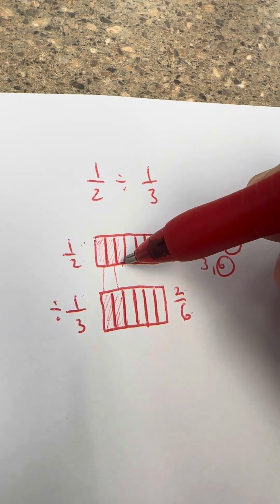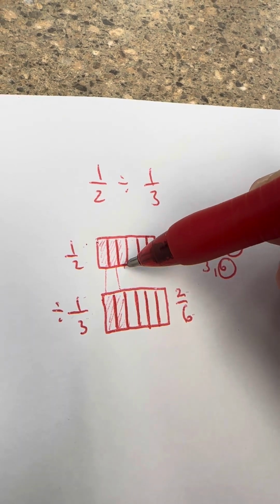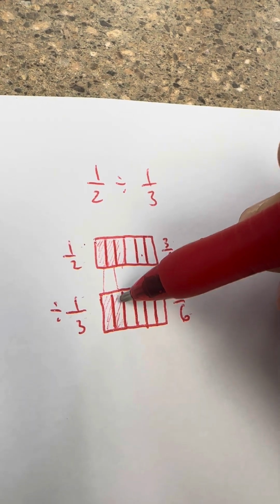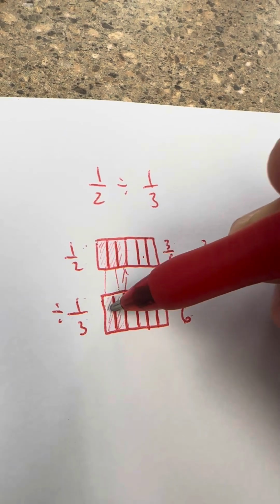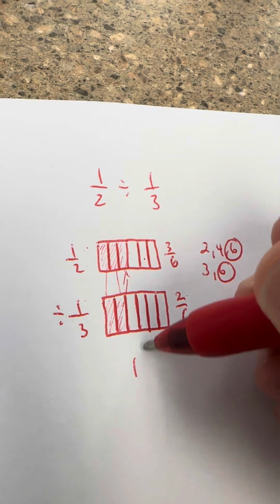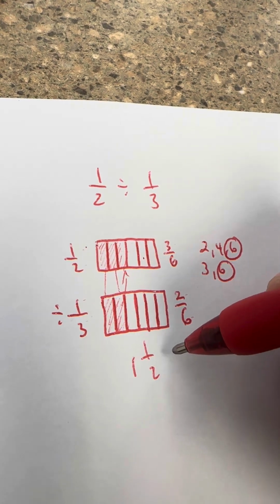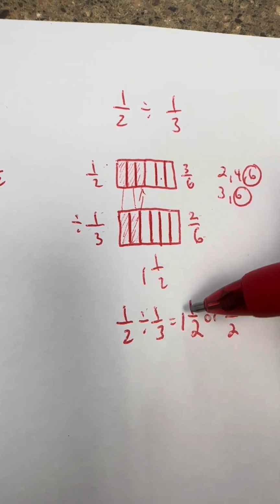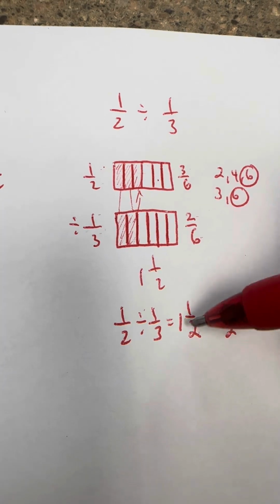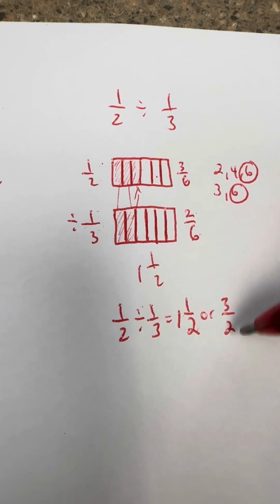I can't put both of these into this. I can only put one more of these out of that into this one. So this could fit in here 1, and then I could fit one more out of these 2 into this. So basically it fits into it 1.5 times. That means 1/2 divided by 1/3 is equal to 1.5. And if you were to write this mixed number as an improper fraction, it would be 3 halves.